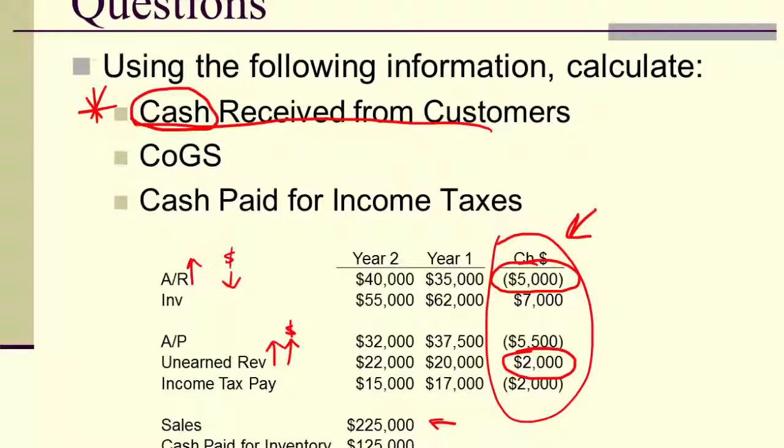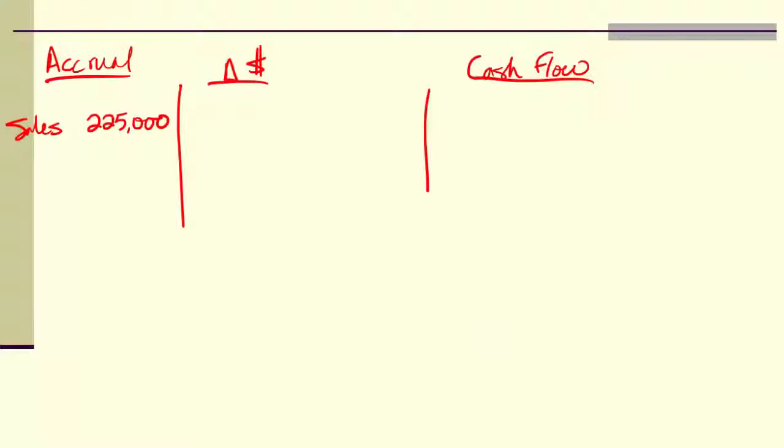Let's take that -5 and that positive 2 and put it into our table here, or our worksheet. So we've got a change in accounts receivable, $5,000, and we had a change in unearned revenue, $2,000. Now I'm ready for step 5, and that is to convert, because I'm not worried about any of the other changes. I'm not putting in any other accruals, because I just want to know this one line item.